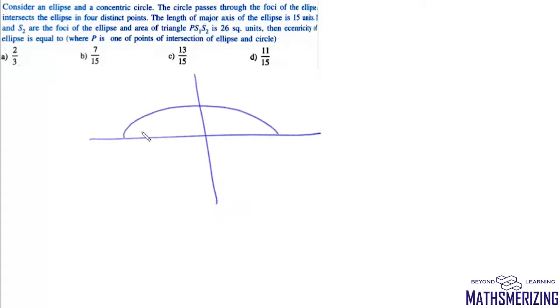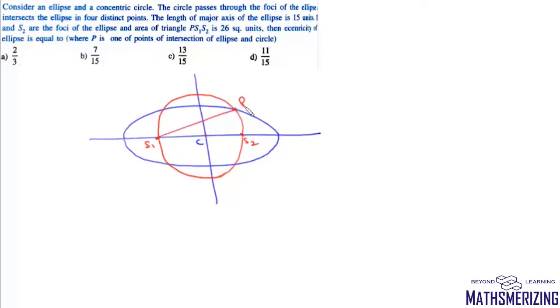Now we are given an ellipse and a concentric circle, and circle passes through focus of this ellipse. So we'll draw this ellipse. And suppose center is C. Now we have a circle which is concentric to this ellipse, and which passes through focus of ellipse, say S1 and S2. Now it intersects this ellipse at 4 points. Now suppose one of the point of intersection is P.